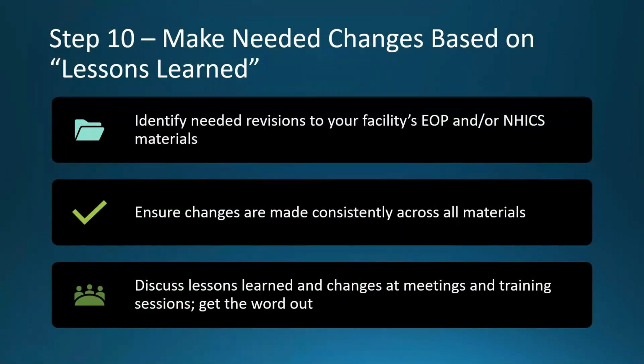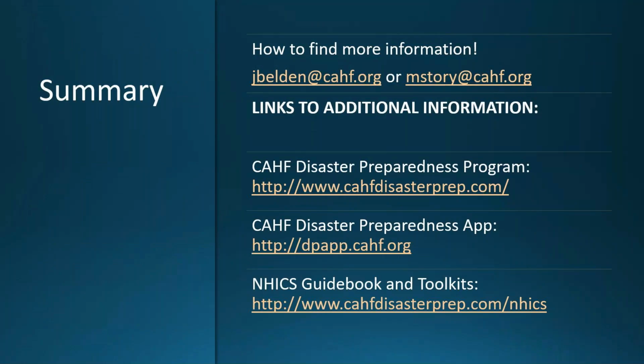Identify needed revisions to your facility's EOP based on that after action report. Ensure those changes are made consistently across all materials. If you've discovered, gosh, we don't have the right phone number for this person, or this didn't even mention printing off face sheets, whatever the case is, we want to make sure that makes it into our emergency operations plan. And then we want to discuss these at meetings and trainings, stand-up meetings, and get the word out. There's no reason why we can't have more discussions than we currently have in our facility as it relates to planning for and responding to disasters.